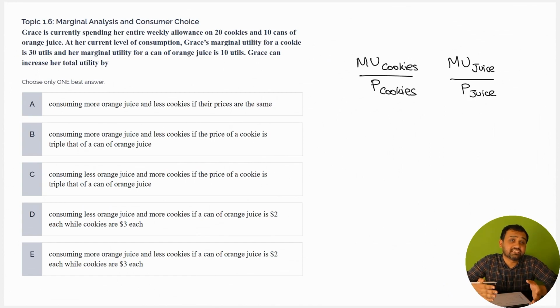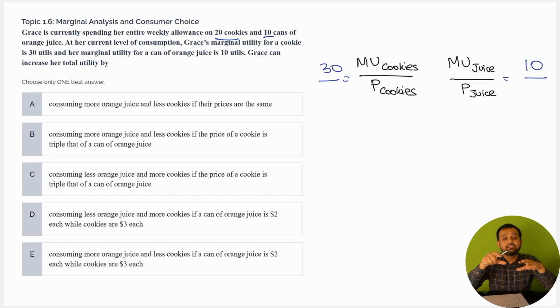This is a variation of the utility calculation question that we have seen before. So in this story, Grace can buy 2 goods, cookies and orange juice. She has a set amount of money, and we do not know the prices of the goods that she's buying. Instead, we do know the marginal utilities that she's getting from the last unit bought. So for cookies, she's getting 30 utils from the 20th cookie that she's eating, and from the juice, she's getting 10 utils from the 10th can that she's drinking. Okay, so the options provided to us have some information on prices, and they are giving us some prices and telling us in those situations what Grace should be doing in order to increase her total utility.